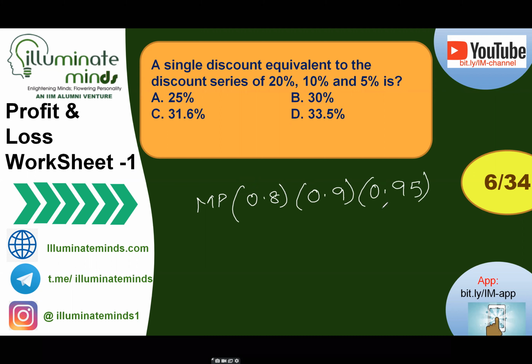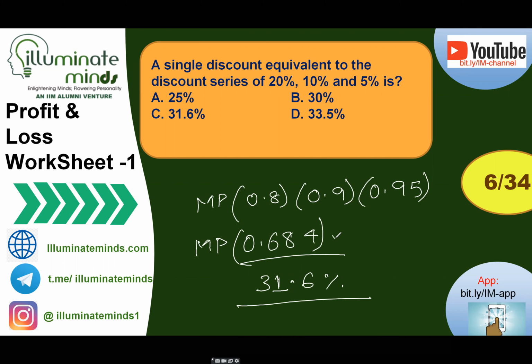So this will be good enough to give me the answer to the question, right? 0.8 into 0.9 into 0.95, which will be equal to MP into 0.684. So 0.684 reflects there's a discount of 31.6%. So how did I calculate? 1000 minus 684. That will be 31.6%. Option C is the correct answer. Is this okay, guys?